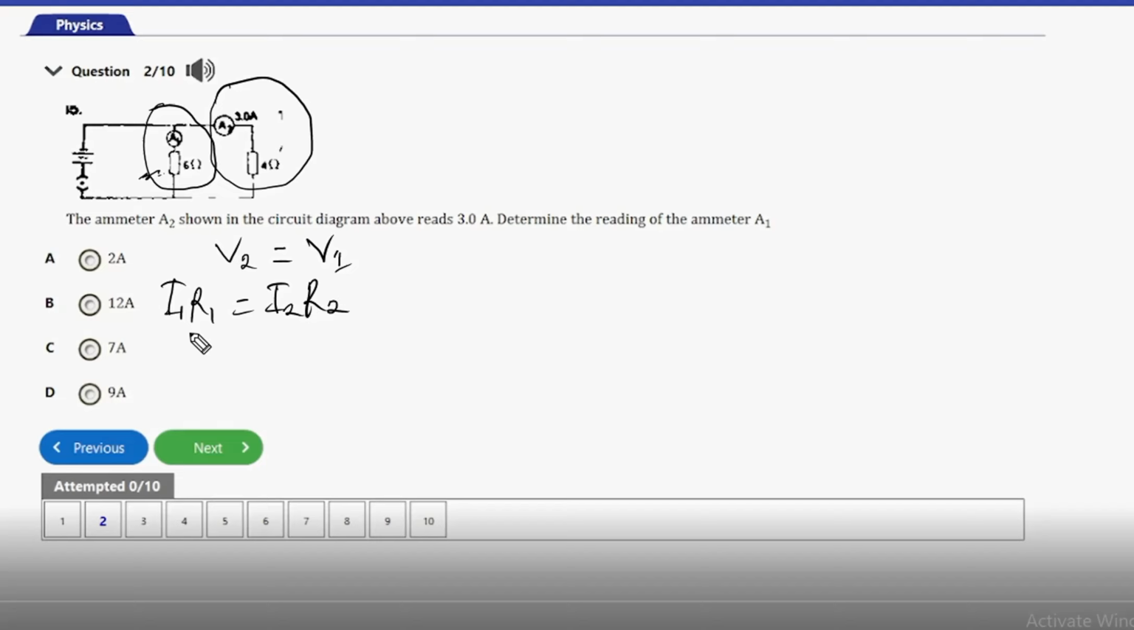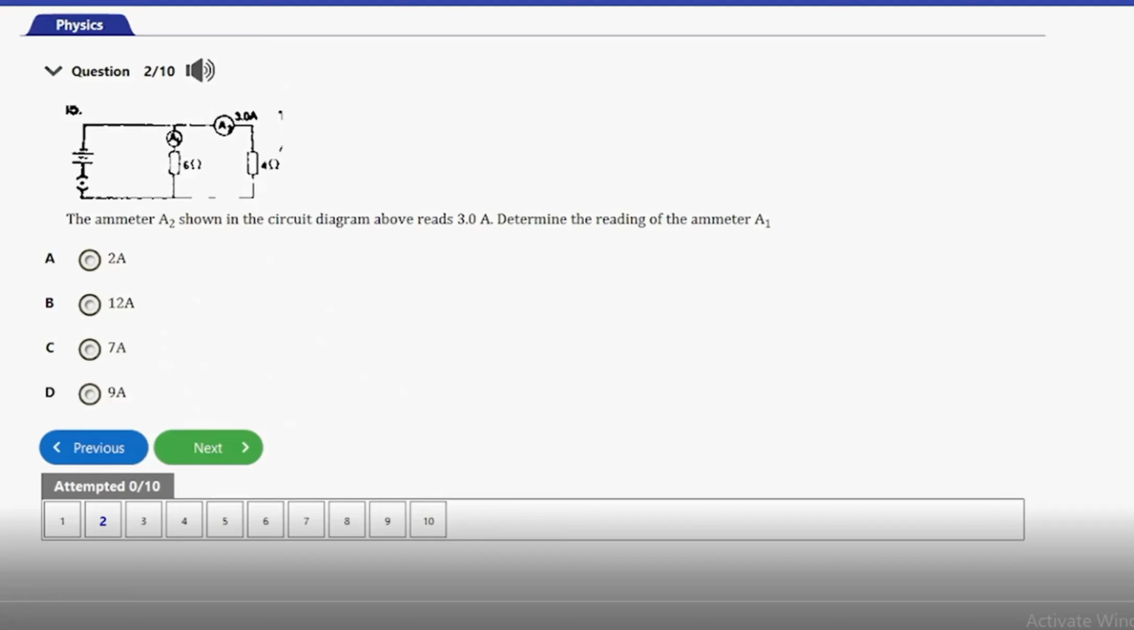So in that case, I1 is the current on this ammeter, but it's not given, so we say it's A1 here, that's the ammeter 1, times 6 ohms here. This will be equal to I2, which is 3 amps, times 4 ohms. So A1 here, if we make it the subject of this equation, will be 3 times 4, that's 12/6. So this will be 2. So the answer to this question is option A, and that's 2 amps.